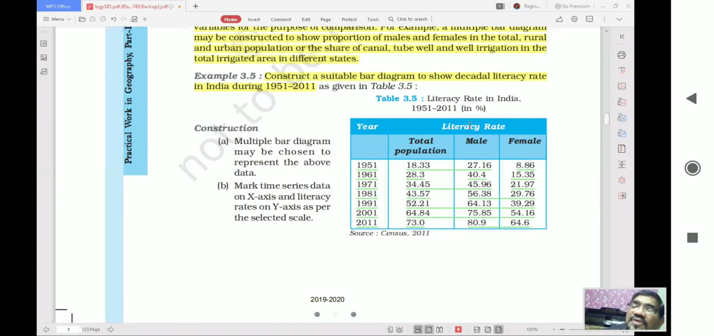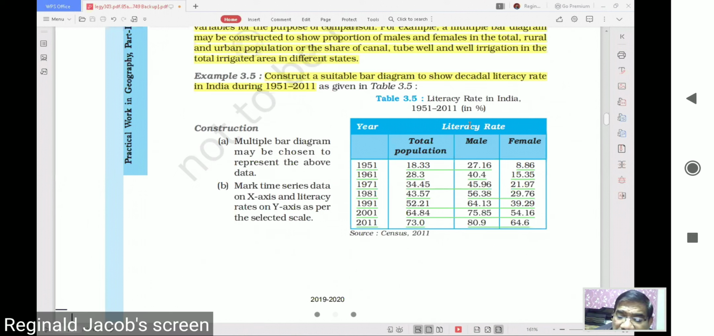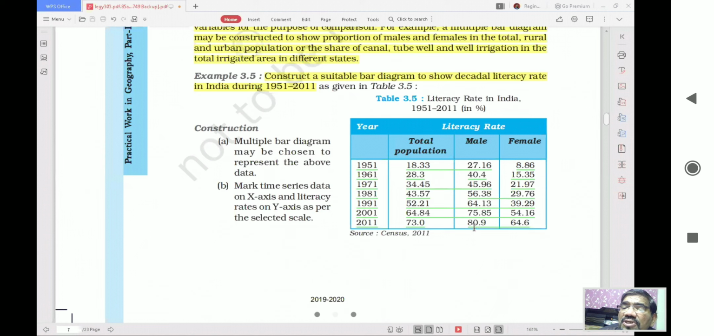This means if there are 100% males, 27% males were literate in 51, and only 8% females were literate. In 2011, you see 80% of males have become literate. Now, who is literate? A person who can read and write with understanding. Understood? And who is the number of females? If you see, their rate of literacy has increased much faster. Though it is still less than males, from 8 the increase is quite good, till 64%.